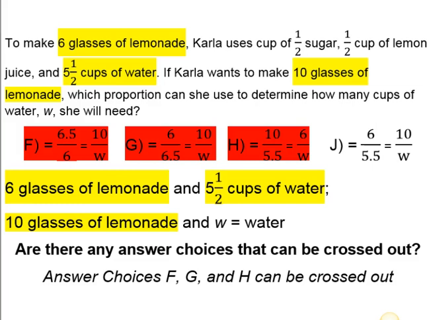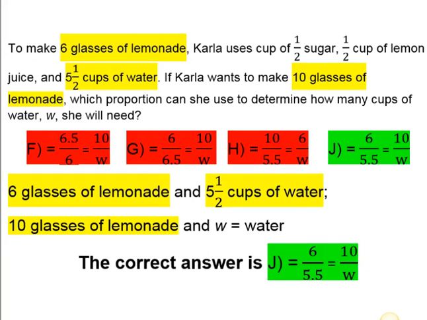Well, F has 6.5 over 6. We immediately know that's wrong. G is 6 over 6.5. Well, that one is wrong too, because again, we said it's 6 glasses of lemonade over 5.5 cups of water. And for H, it says 10 over 5.5 is equal to 6 over W. That one is wrong as well. Okay, so our correct answer choice is J. 6 over 5.5 is equal to 10 over W.